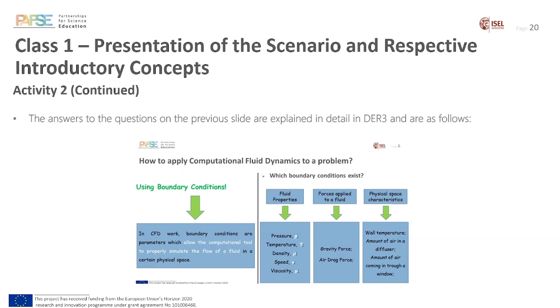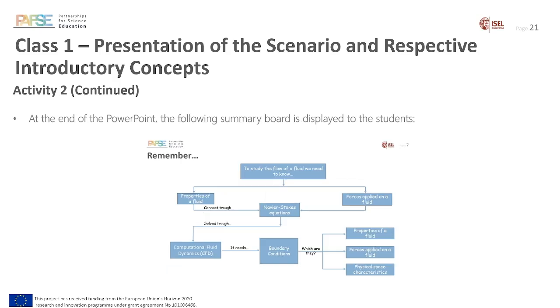In this case, these characteristics can be the wall temperature. For instance, if we have an HVAC system installed, we have to signal to the tool the amount of air in the diffuser, or the amount of air coming in through a window. All those aspects have to be mentioned in my computational fluid dynamics tool, and they are called the boundary conditions, which are the characteristics specifically associated with that fluid flow: the fluid properties, the forces applied to that specific fluid, and the characteristics of the physical space where that fluid is being simulated. Now, to conclude this slide, we have a summary board to consolidate this knowledge.